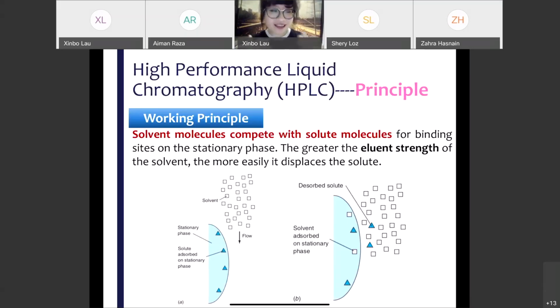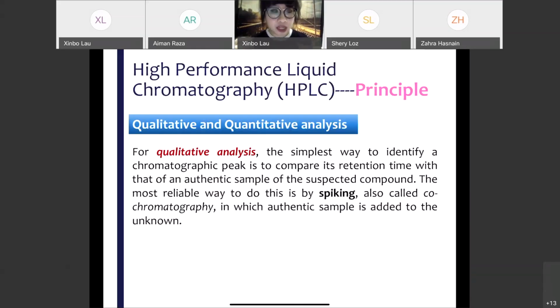Okay, and again, the working principle, as I mentioned, is that the solvent molecules compete with the solute molecules for interaction with the stationary phase. Depending on the interactions, some come out faster. That's the major working principle. And here, as we said, you get qualitative analysis.